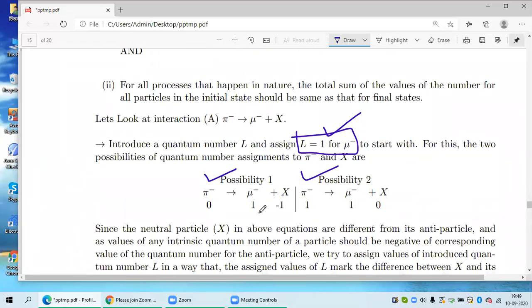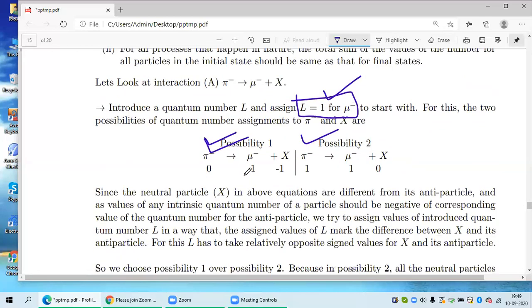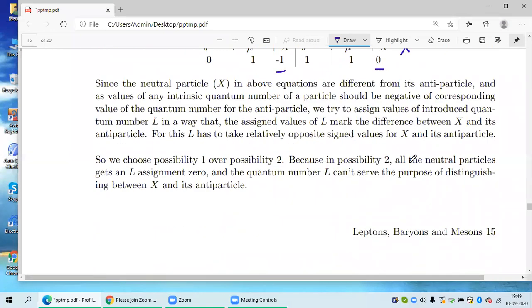For that, possibility 1 should be a good choice, because for this only X gets a non-zero value. For the other possibility, X gets a 0 value, so X bar will also be 0, and then X and X bar have charge equal to 0, L equal to 0. Then we need to differentiate particle and antiparticle, and we need an extra quantum number for that, which cannot be L. So we choose L to serve that purpose also.